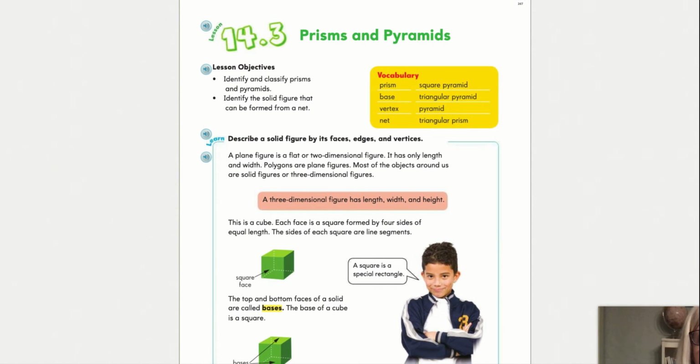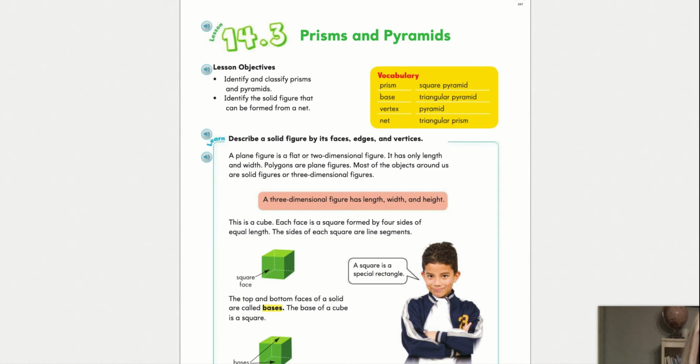Lesson 14.3, Prisms and Pyramids. So, describing a solid figure by its faces, edges, and vertices. A plane figure is a flat or two-dimensional figure. It only has length and width. Polygons are plane figures, and most of the objects around us are solid figures or three-dimensional figures.